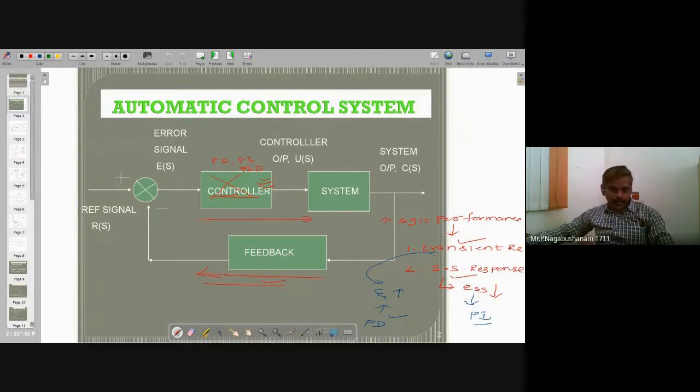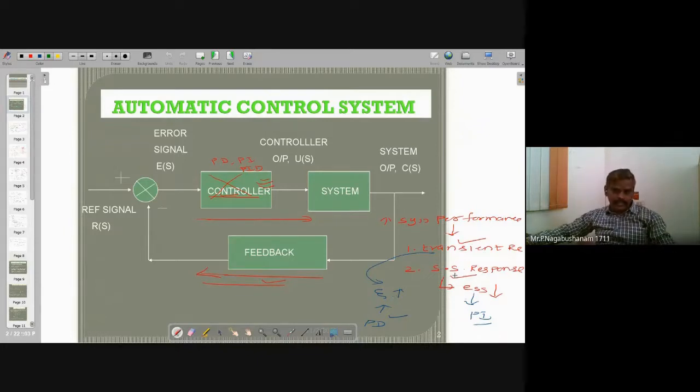If you want to improve only the transient response, transient means it is having oscillations. If you want to decrease the number of oscillations, then we go for a PD controller. In a PD controller, we can increase the zeta. Zeta equal to 0 means full oscillations, zeta equal to 1 means critically damped, and zeta greater than 1 means over damped. So to reduce the number of oscillations, you can increase the damping ratio zeta.